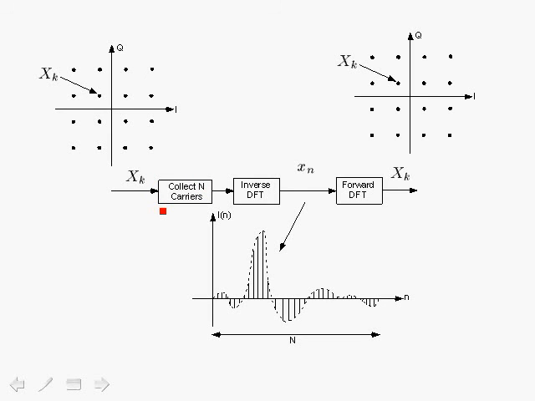So in this block diagram we summarize what we've derived so far. We have shown that OFDM can be formulated in terms of an inverse discrete Fourier transform in the modulator, and for demodulation we can use a forward discrete Fourier transform. Over here we show the constellation, and each carrier is a point in the constellation, X of k. We take the X of k's and collect N carriers. We perform an inverse DFT, and we get the signal in the time domain x of n. Over here we're showing the time sequence for the in-phase component, for example. We have N samples in the time domain.